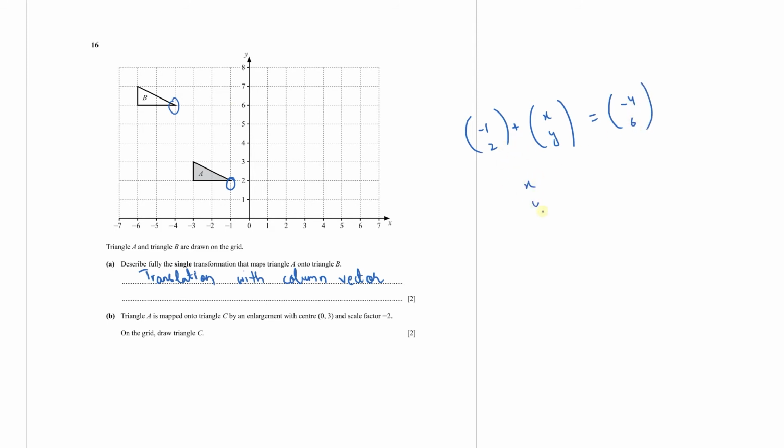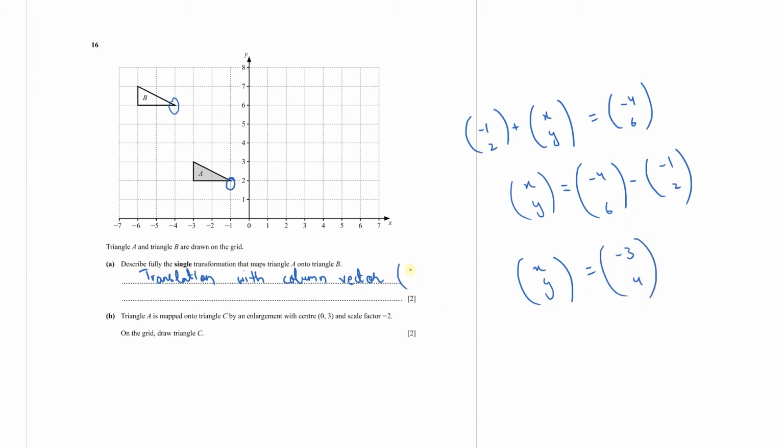So I can find the value of (x, y): it would be equal to (-4, 6) minus (-1, 2). So (x, y) would be -4 plus 1, which is -3, and 6 minus 2, which is 4. So this is your column vector, (-3, 4), which represents your translation that maps triangle A onto triangle B.